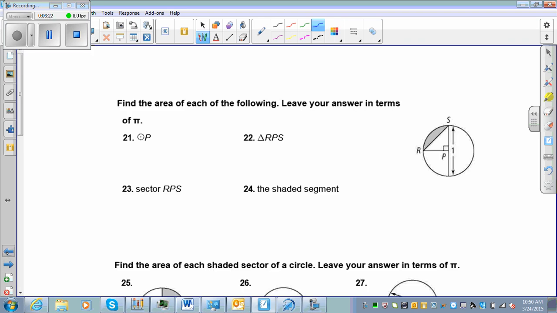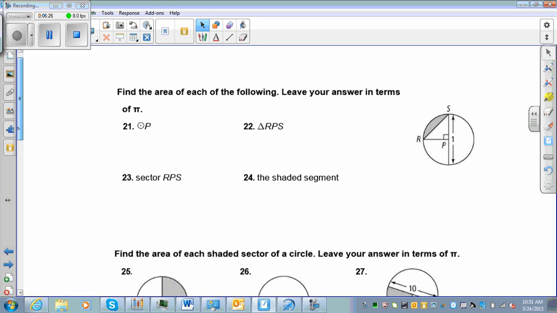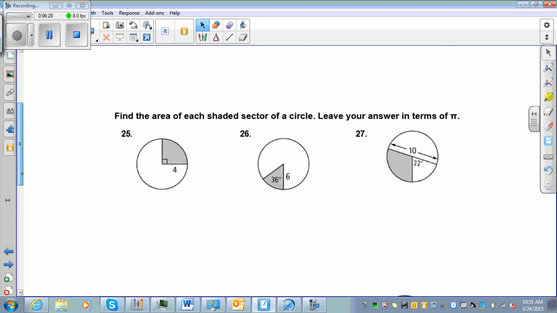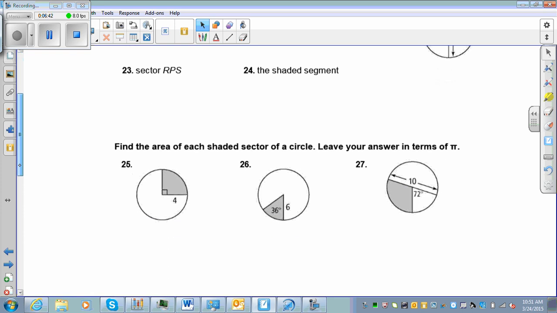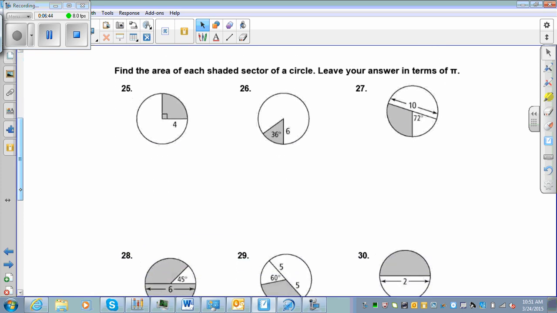21 to 24. I'll come back to that one after I go over 25 and 27, because the question in number 21 is asking you to find this shaded region, okay? But I need to know how to find a sector area before I can do that. So I'll come back to it after I go over 25 and 27.